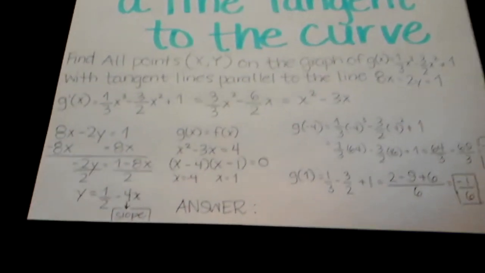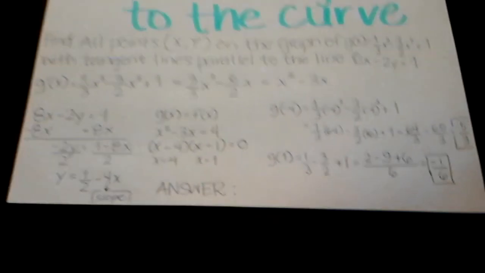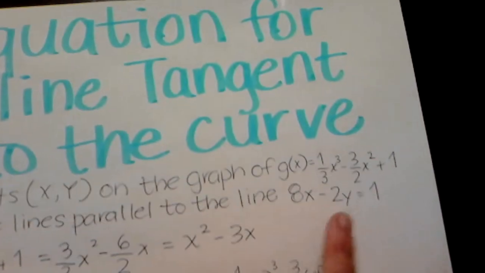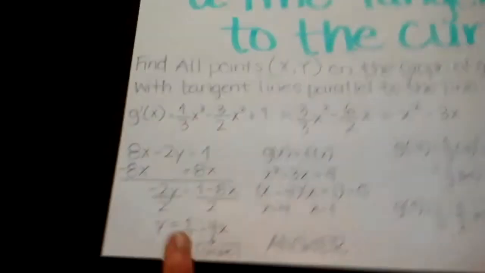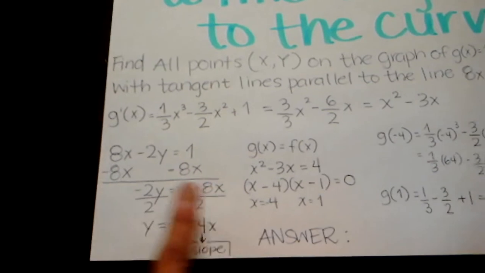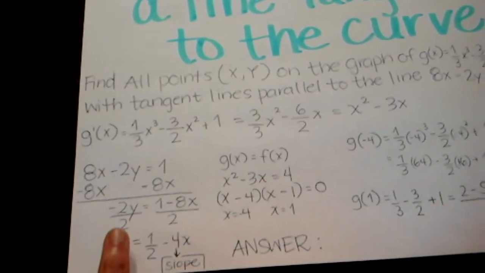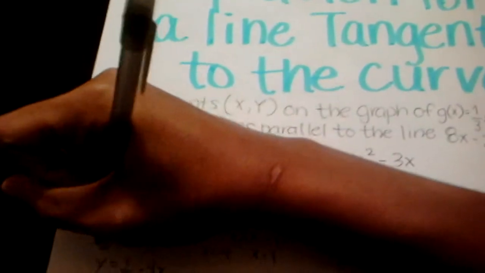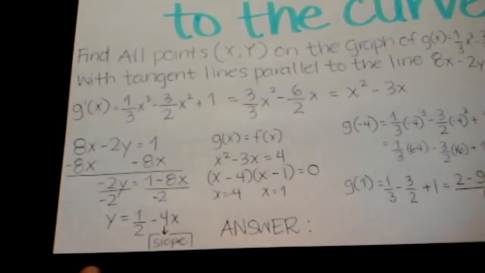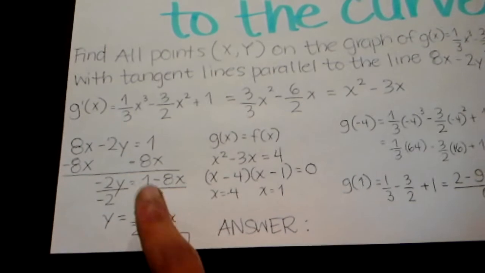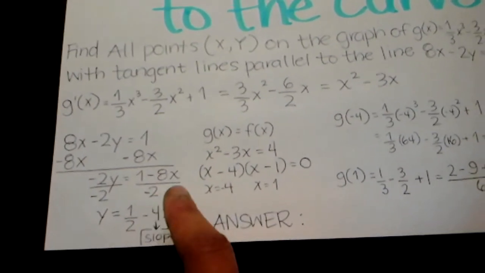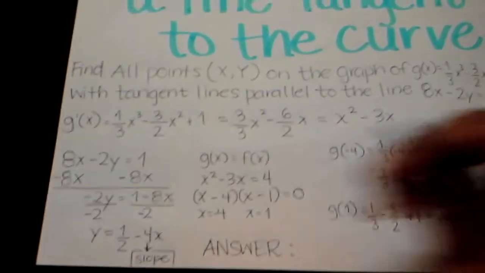The next step we're going to do is solve for the y in the second function. The second function is 8x minus 2y equals 1. So right here you're going to subtract 8x on both sides to get y by itself. Then you're going to divide by the negative 2 on both sides, and that will give you y equals 1/2 minus 4x divided by negative 2, because 8 goes into 2 four times, and that becomes positive.